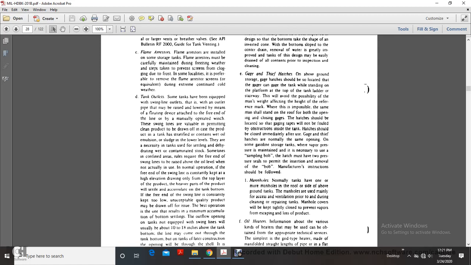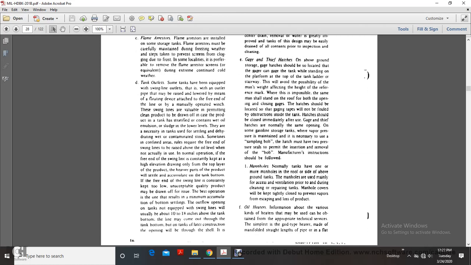Normal operation of the free end of the swinging line with the console kept with a high elevation drawing on only the top layer of the product with the heavier parts of the product with a sealing accumulation with the tank bottom is free and the swinging line is constantly kept too low. The unacceptable quality product may be drawn off for the issue of the best operation for one result of the minimum accumulation of the bowl bottom settlings of the outer flow opening of the tank is not equipped with the swinging lines well usually with 10 to 18 inches above the tank of the bottom line may come out through the tank bottom but on the tank's larger construction opening will then through the shell.